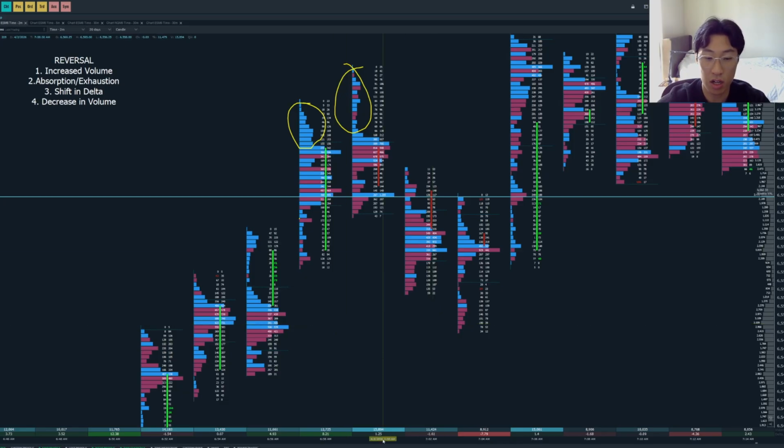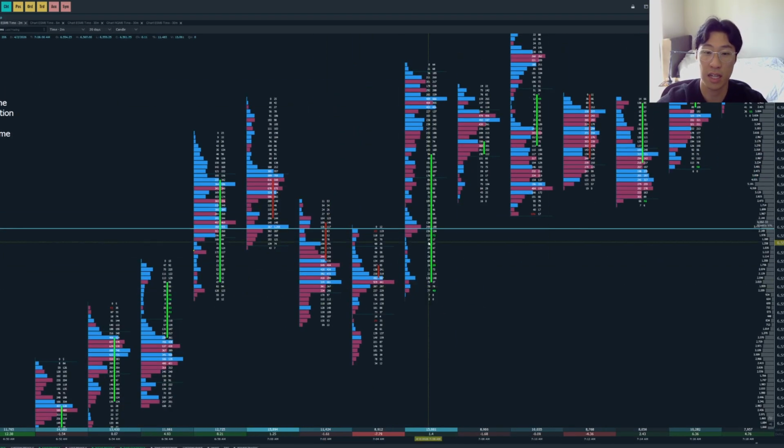So here we did not get a shift in delta. We still stayed positive when we broke the level. And then we did not get a decrease in volume either. We got an increase in volume from here to here. So now the next area I was looking at was this candle right over here. Why? Because we broke our level, we broke the high, and we re-broke the key level that we were looking at.